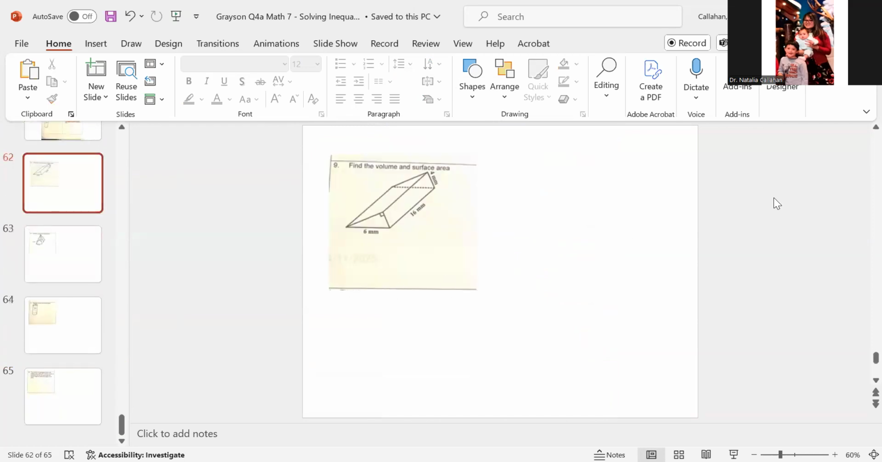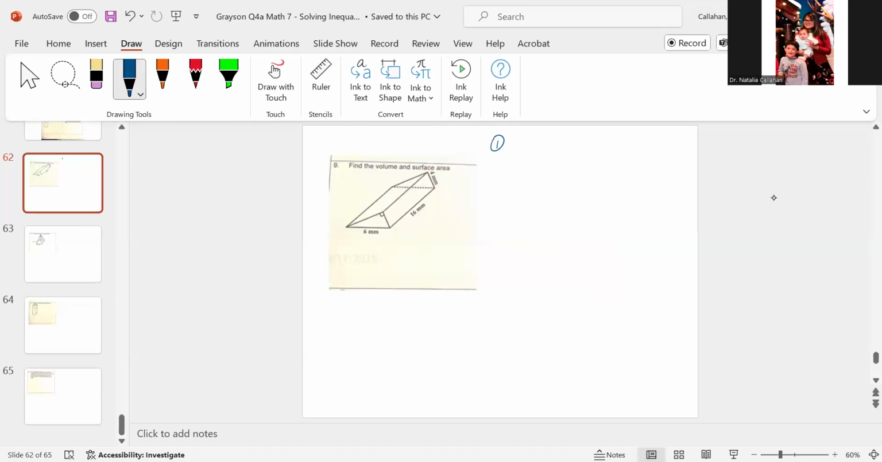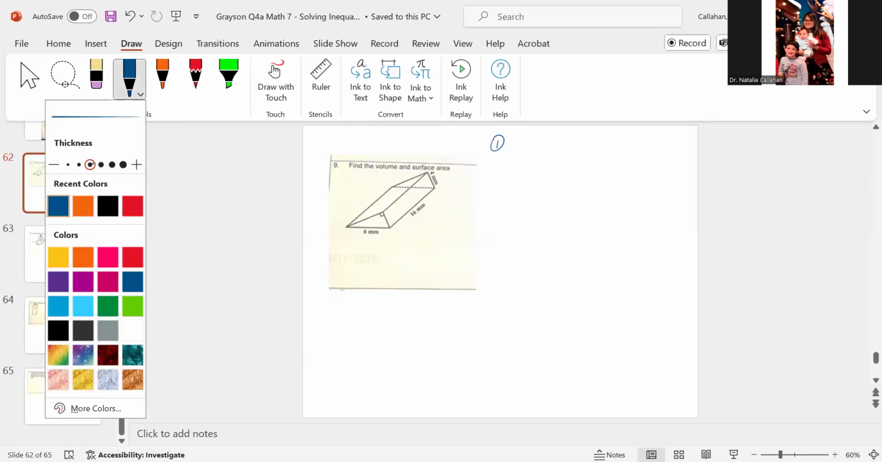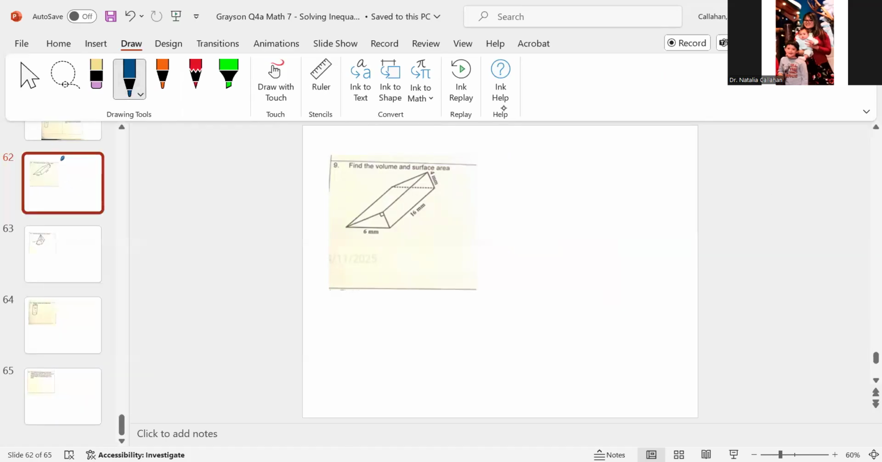Okay, first thing I want to do is to classify the shape. What shape is it? Triangular prism. Good. Not a triangle. Triangular prism. Write that down. First step, classify the shape. You need to find the volume and the surface area, right? So second step, you need to find the surface area and also the volume.